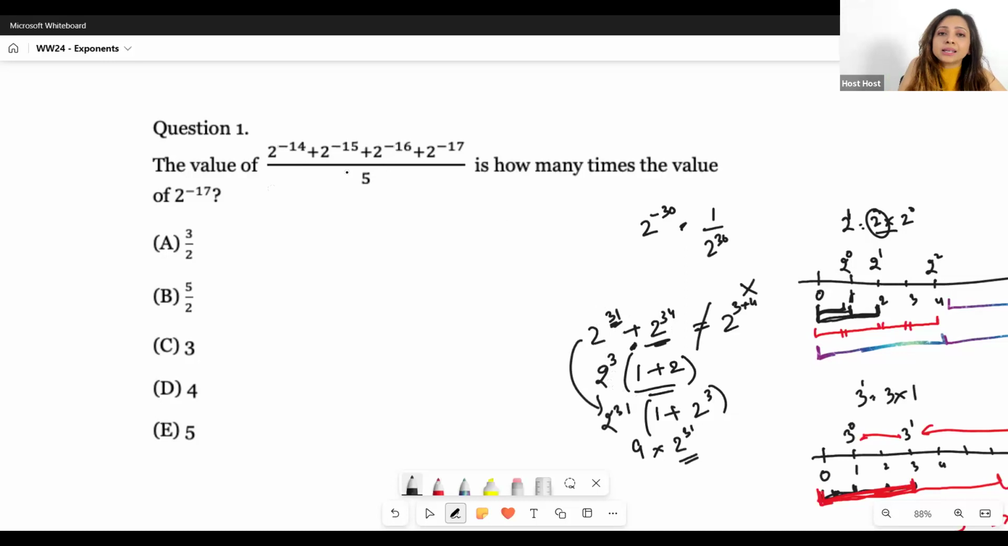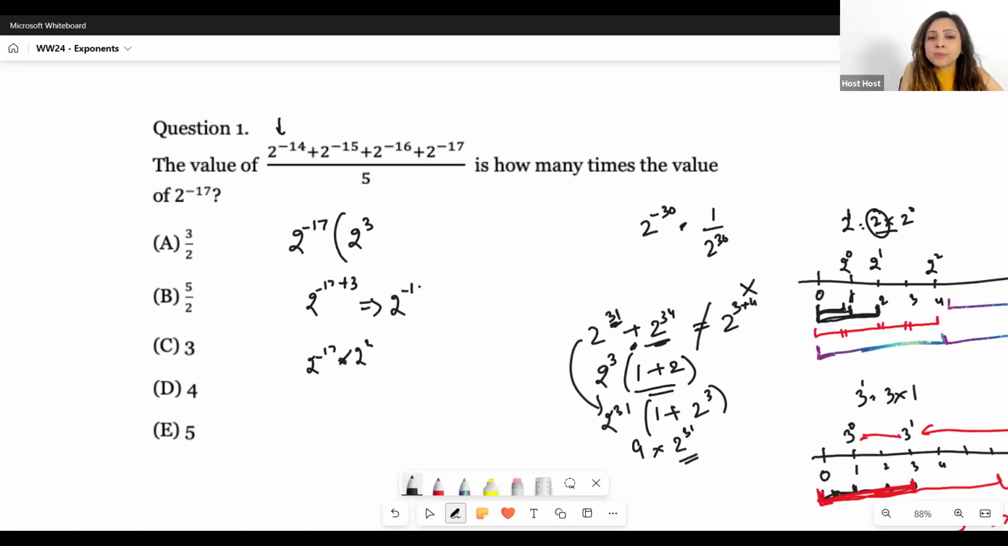Look, I say that I can take 2 to the power minus 17 common from all these terms. If I do that, what am I left with at the first term? I'm left with a 2 cube. Why? Because when I open it back up, the expression should not change. The value should stay the same. So whatever manipulations I make, the value of the expression should not change. If I open this back up, I'll get 2 to the power minus 17 into 2 cube, which means I'll add the exponents. And this will give me back 2 to the power minus 14.